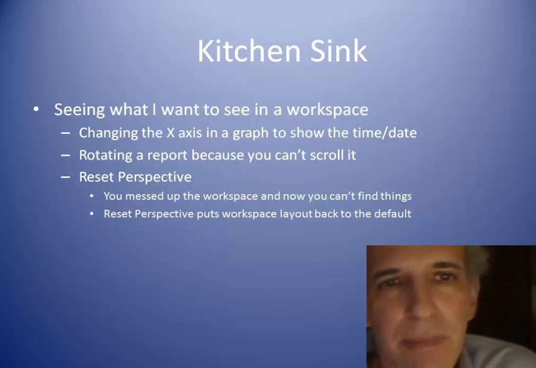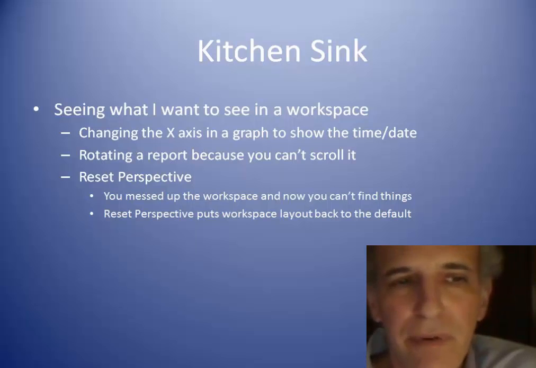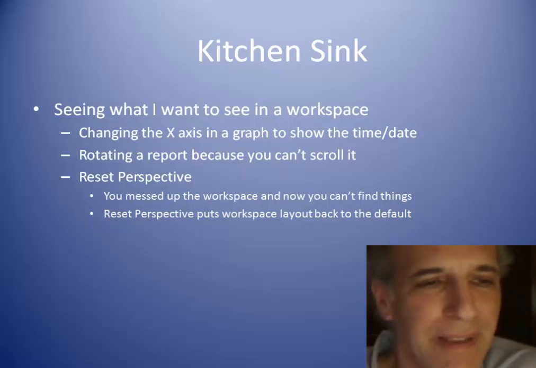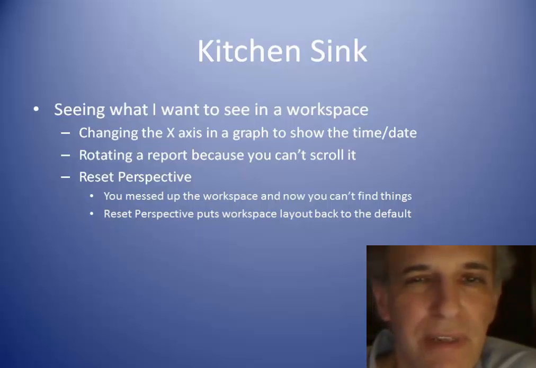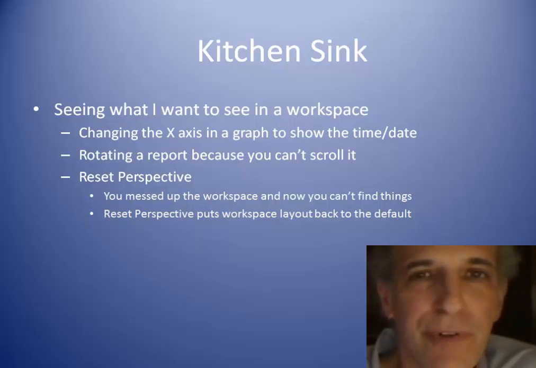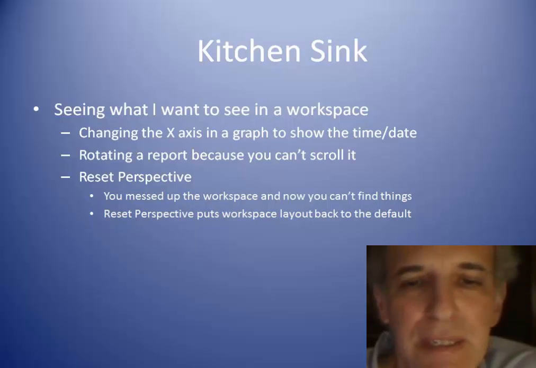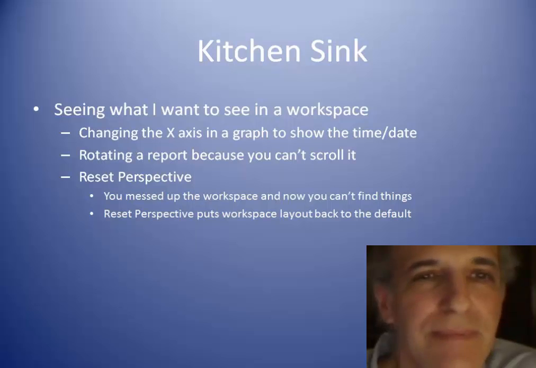In this section, I'm going to talk about a few things you can do to make your workspace display things that you wanted to display. I'm going to talk about changing the x-axis on a graph to show the time and date. I'm going to talk about rotating a report because you can't scroll it. And resetting perspective, which is something you might have to do if you find that you've messed up your workspace so much that you can't figure out where your stuff is anymore. So let's go through those.